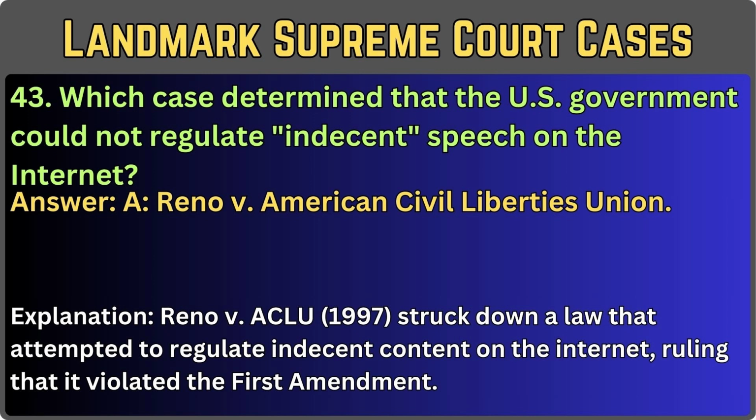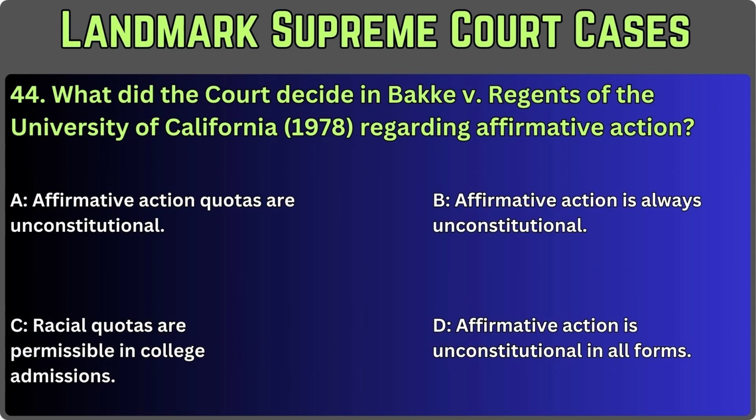Answer: A. Reno v. American Civil Liberties Union. Explanation: Reno v. ACLU 1997 struck down a law that attempted to regulate indecent content on the Internet, ruling that it violated the First Amendment. 44. What did the court decide in Bakke v. Regents of the University of California, 1978, regarding affirmative action?